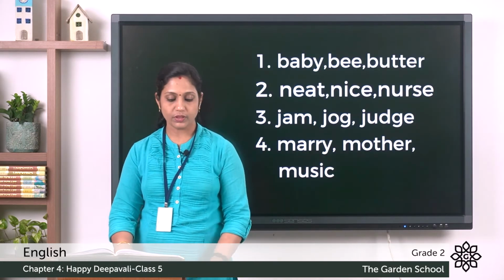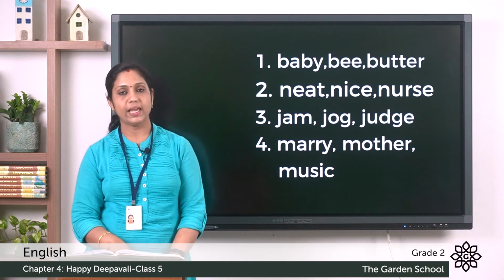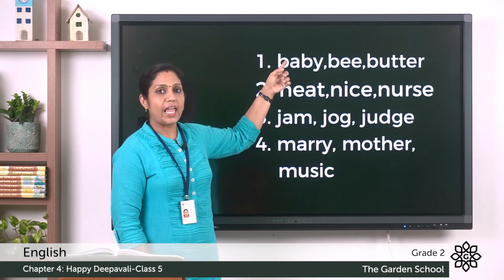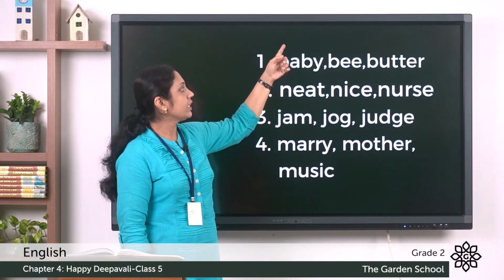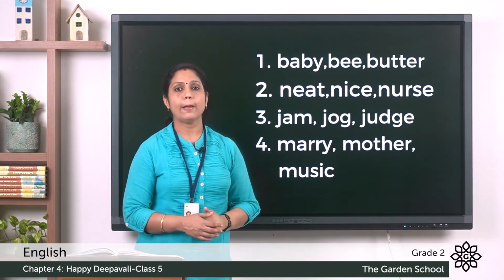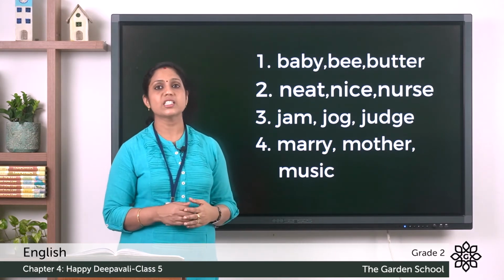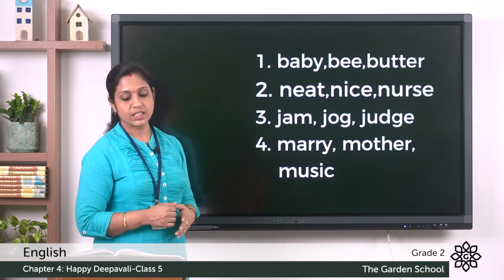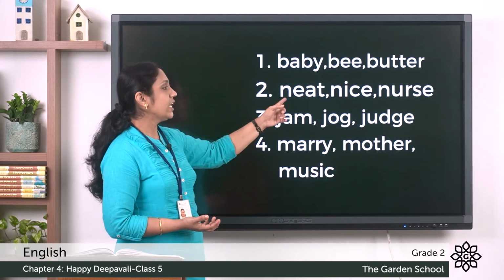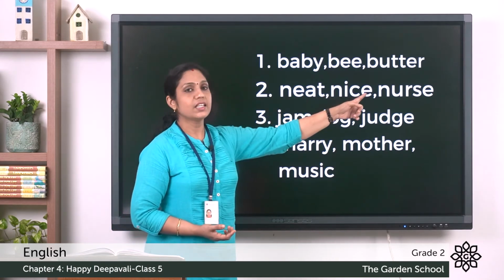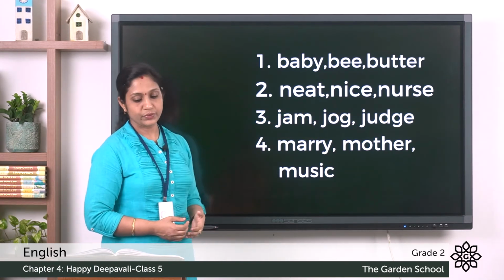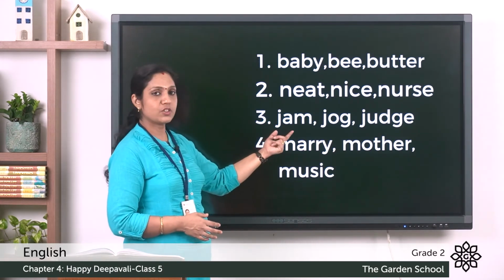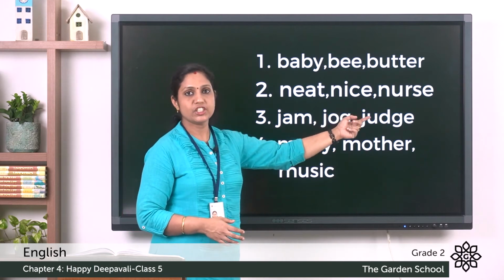Let's see. The first one, butter, baby, bee. So baby, the second letter is A. So baby has to be written first, then bee, and the third one, butter. So this you can write down in the space provided there. The second one we have nice, nurse, neat. So which word comes first? Neat, nice, nurse. Third one, jog, judge, jam. The word jam comes first, jog and then judge.